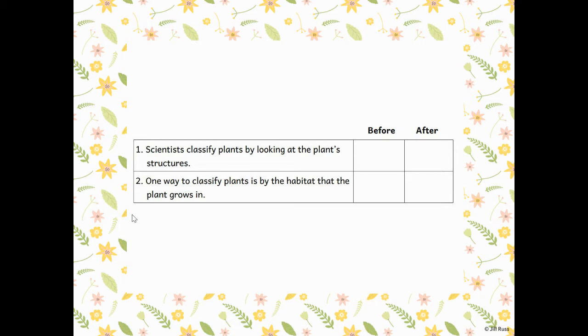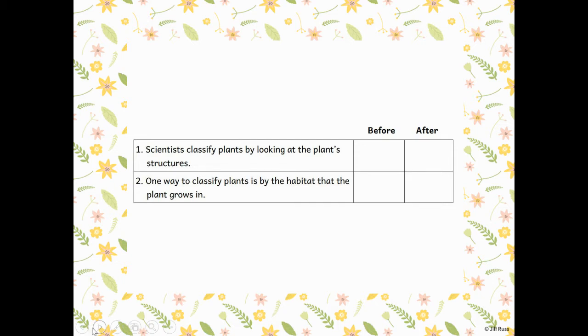And our second sentence today says, one way to classify plants is by the habitat that the plant grows in. Habitat means the area that they grow. So do you think that is true or false? One way to classify plants is by the habitat that plants grow in. All right, you should have your before questions filled in. Let's go ahead and dive into our reading lesson.